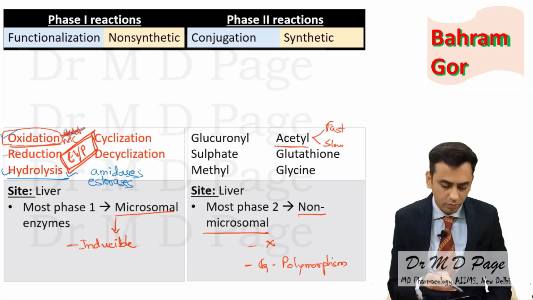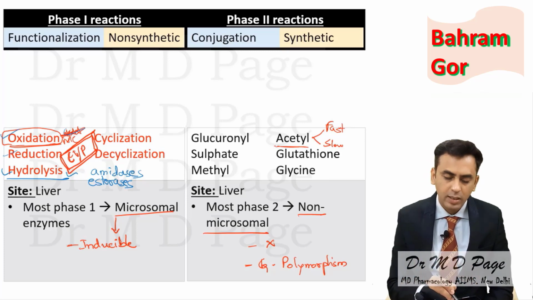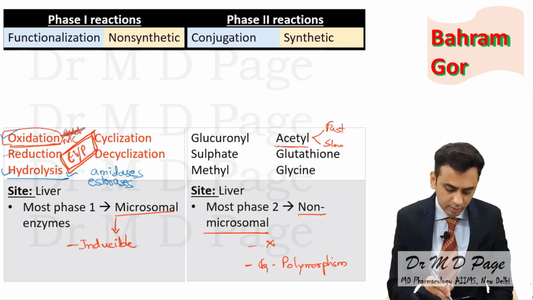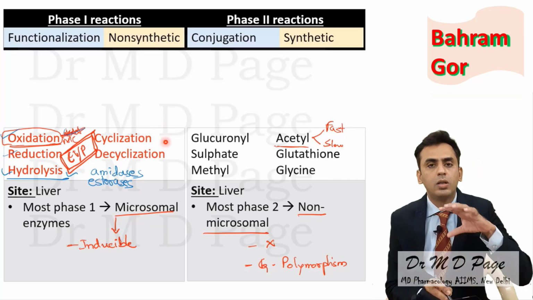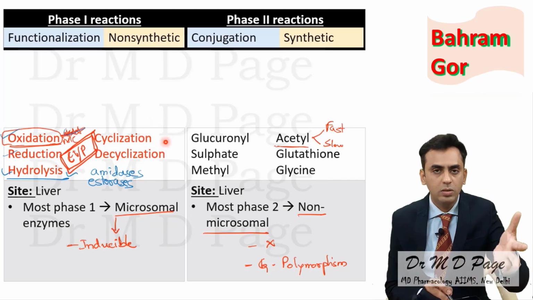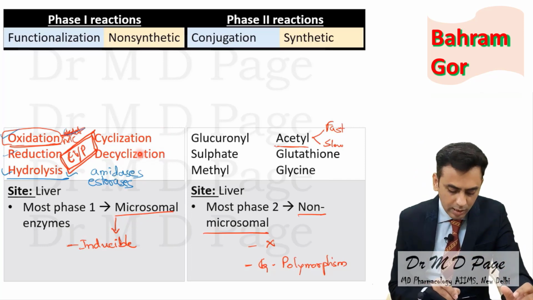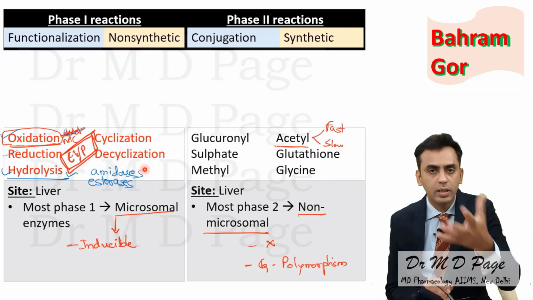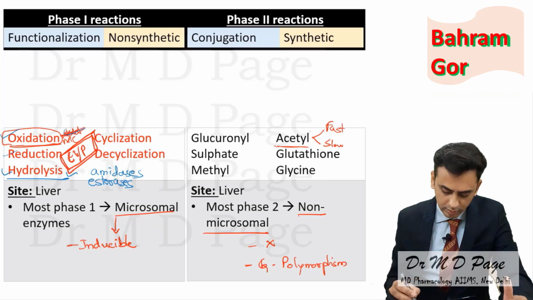Reduction is the reverse of oxidation. Hydrolysis, I said, happens in the non-microsomal fraction. For example, we discussed aspirin, and it is mediated by enzymes like amidases or esterases. Cyclization: the linear structure is formed into a circular structure. Example, proguanil getting converted to cycloguanil. Decyclization: here, the reverse, the ring structure is converted to a linear structure. Example, phenobarbital and phenytoin have ring structures.